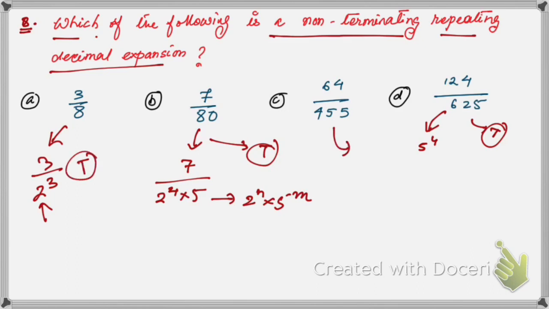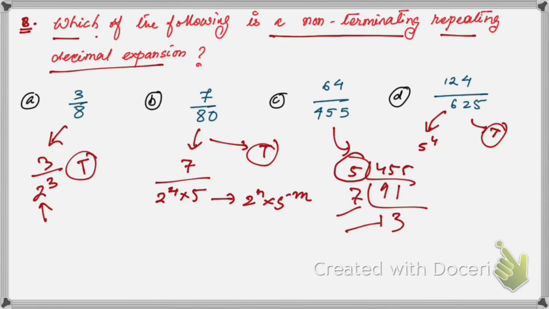So let me check its denominator, 455. So 5 nines are 45, 5 ones are 5. So again 7 ones are 7, 7 threes are 21. So other than 2s and 5s, we have 7 and 13. So that is why it's going to be non-terminating but repeating. So that's why C is the correct answer.